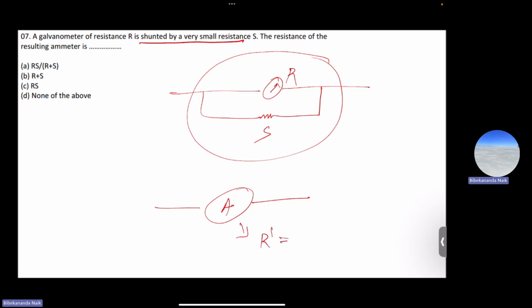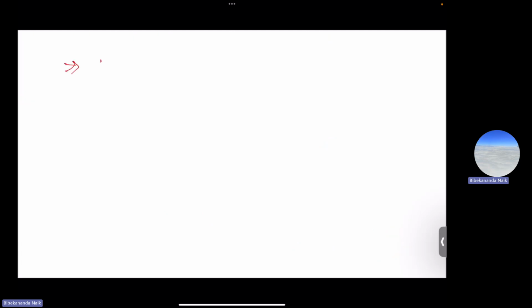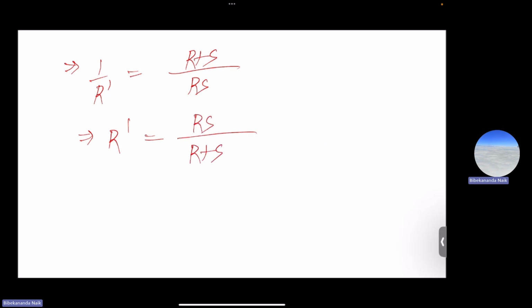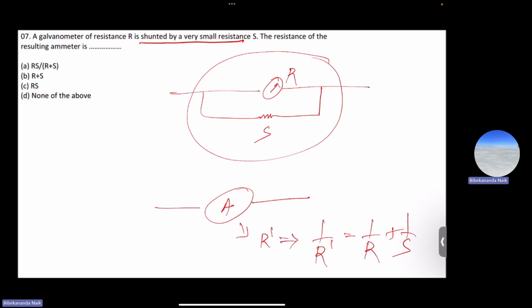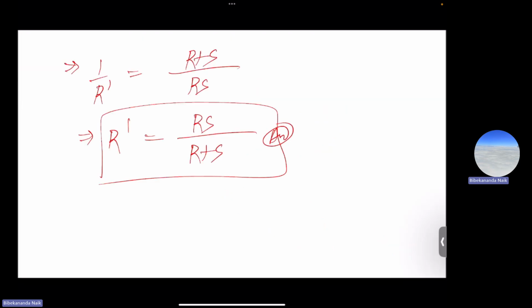So for R prime, we know for parallel connection 1 by R prime is 1 by R plus 1 by S. That implies 1 by R prime is (R plus S) by RS. That implies R prime is RS divided by (R plus S). So the correct answer is RS divided by R plus S. The resulting ammeter will have the resistance RS divided by R plus S. I hope this is clear to you.